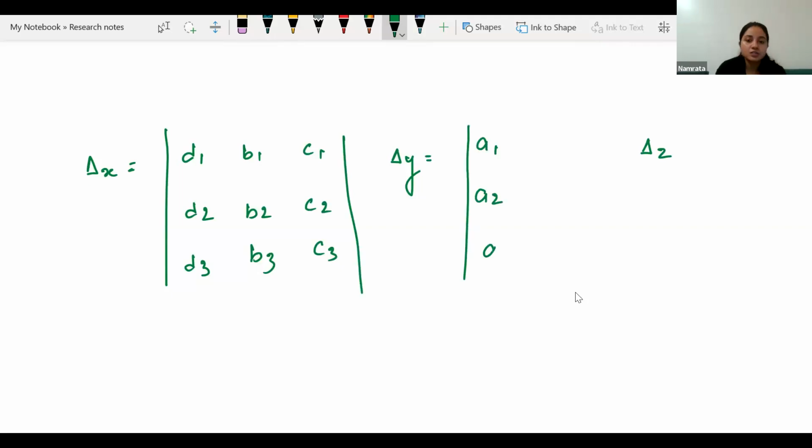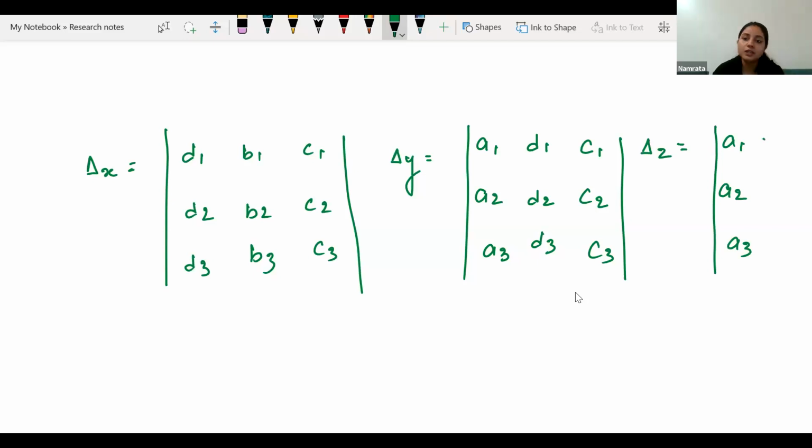Similarly, for delta y, we keep the first column a1, a2, a3 as it is. The y column we remove, and that becomes d1, d2, d3. The last column c1, c2, c3 remains as it is. That's called delta y. Delta z again will be a1, a2, a3, b1, b2, b3, and the last column we write as d1, d2, d3 instead of the coefficients of z. This is how we write delta x, delta y, delta z, and also delta, the determinant.